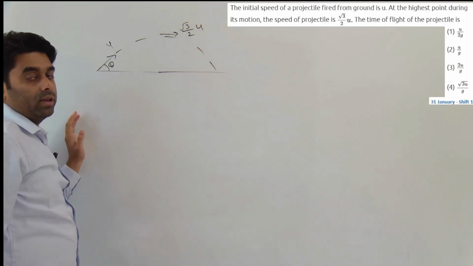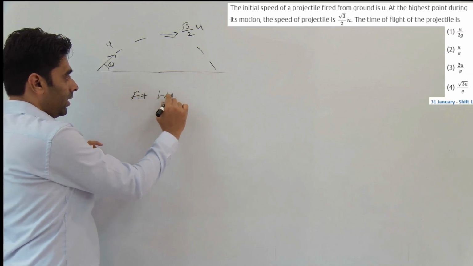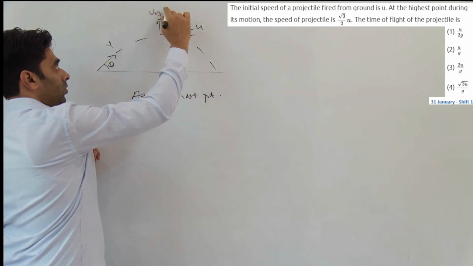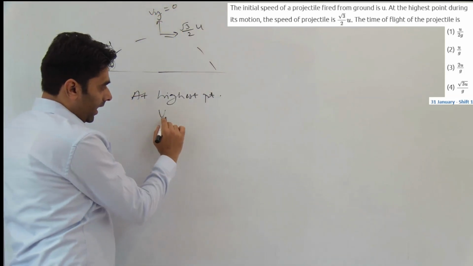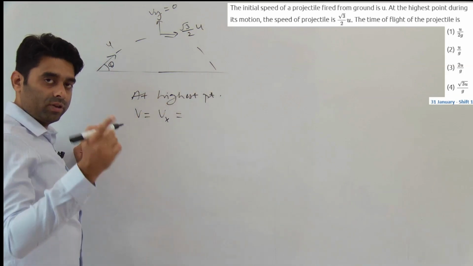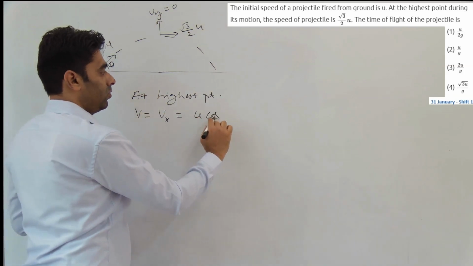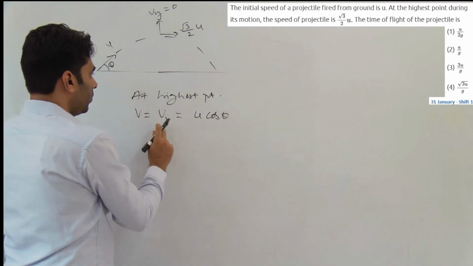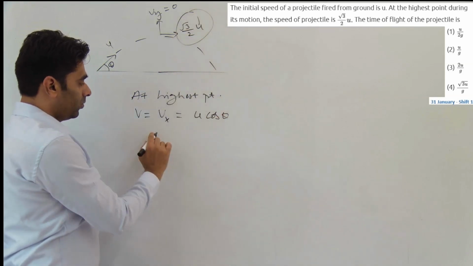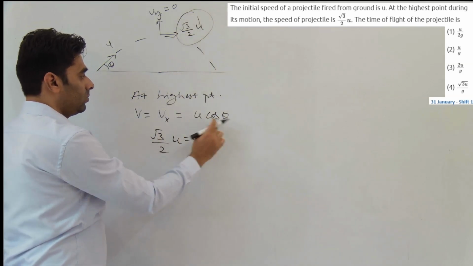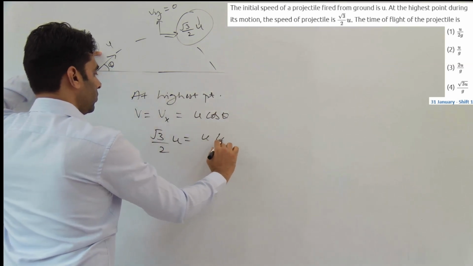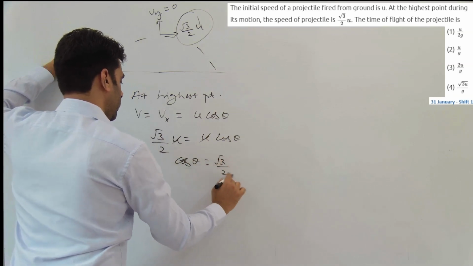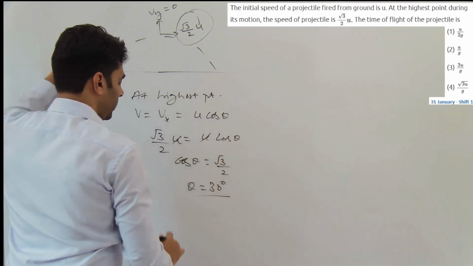Now beta, we know one thing, that at highest point, velocity in y direction becomes 0. You have only velocity in x direction, which is nothing but u cos theta, because horizontal direction velocity is constant throughout the journey. So at highest point it is given to you root 3 by 2 u. So root 3 by 2 u is equal to u cos theta. So u cancels out, we get cos theta value is equal to root 3 by 2. That implies theta value is 30 degrees.